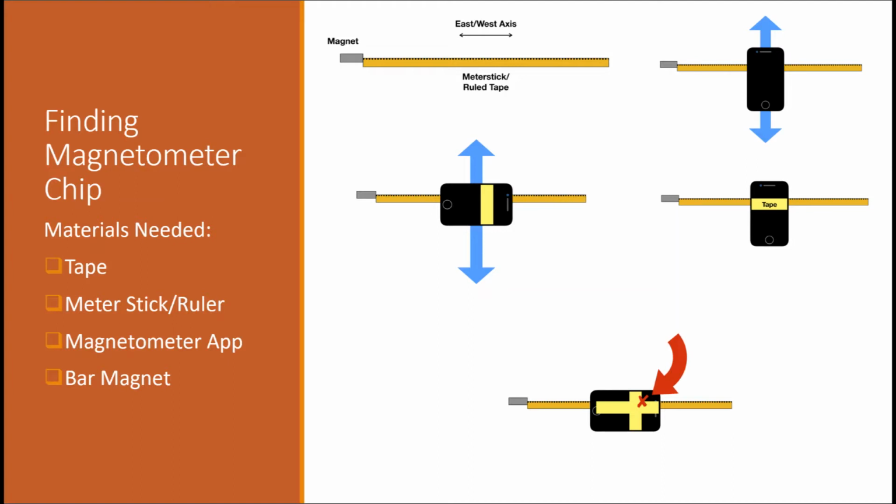Then you're going to turn your phone 90 degrees, and you're going to move it up and down again. And you're going to look for the max X value. When you get that max X value, you'll put the tape down where that aligns with the bar magnet. And where those two tapes cross is going to be where your magnetometer chip is, and you're going to need to know that for when you're getting measurements in the future of this lab.